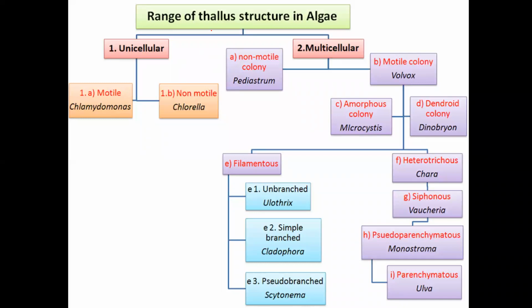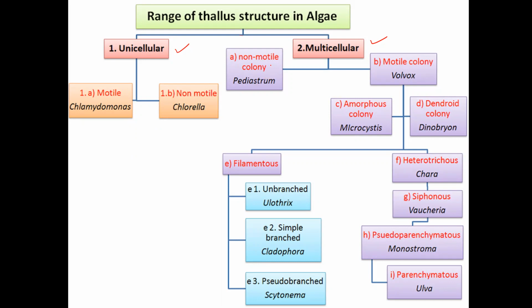See, initially, they can be classified under two major subheads. One is unicellular, the other is multicellular. Okay? Under unicellular, you will get motile organisms and non-motile organisms. Motile organism means what? They are capable of movement, and non-motile organisms are those which are incapable of movement, right?